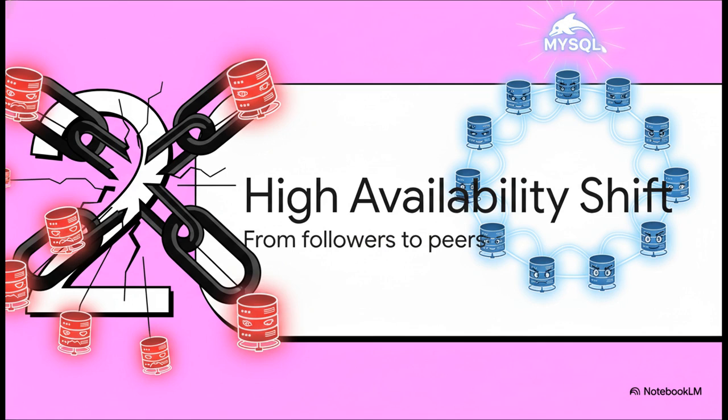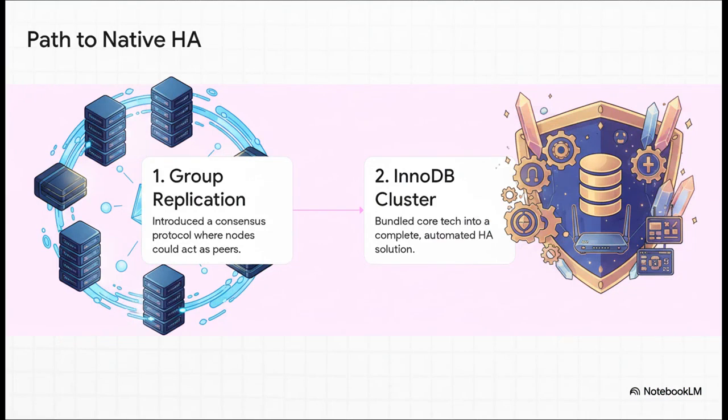So the next evolutionary leap had to be a complete rethink of the architecture, a fundamental shift away from that leader-follower model to a more democratic group of peers. This was the real push towards what we call high availability, keeping the lights on no matter what happens. And this happened in 2 main stages. First came the core technology, group replication. It uses something called a consensus protocol, which is just a fancy way of saying all the servers have to vote and agree on every single transaction before it gets committed. This gives you fault tolerance, the ability to just shrug off a server failure. If the main server goes down, the group can automatically elect a new one in seconds.